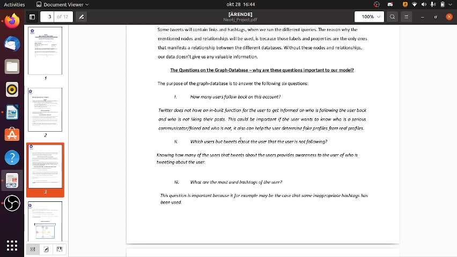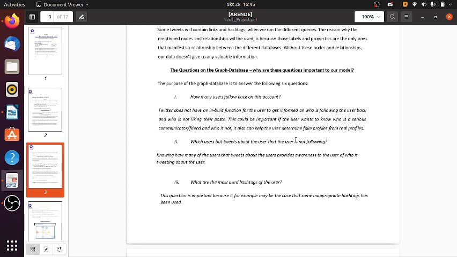Hello, hi. These are the questions we want to present using Neo4j. If you are a Twitter user, there are a lot of things that happen behind the scenes, and if you are a normal person, you cannot see what happens behind the scenes. That's why we are using this so-called Neo4j graph database.